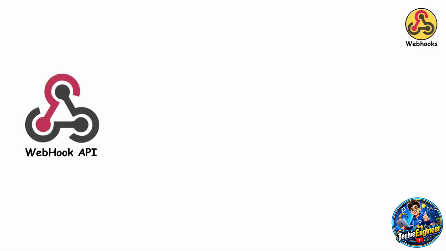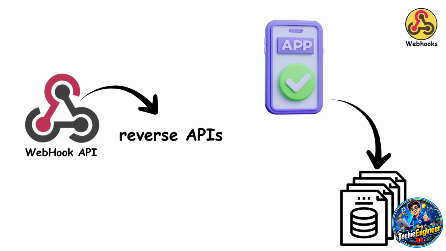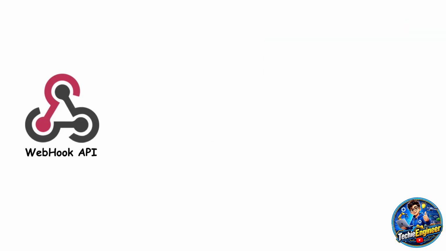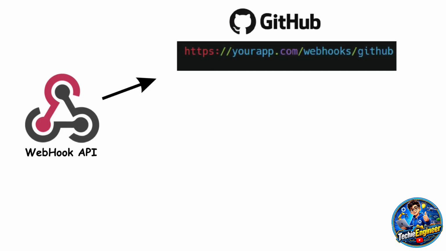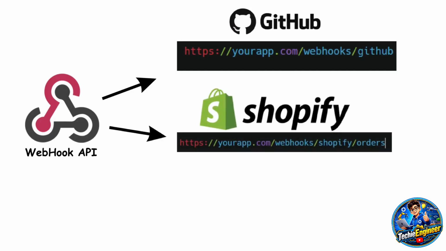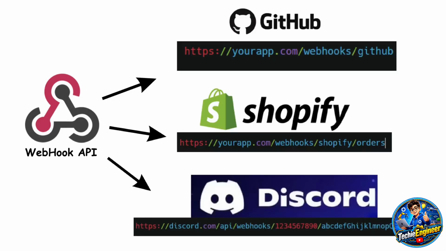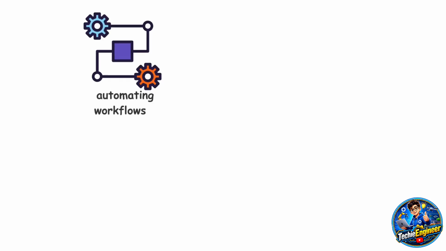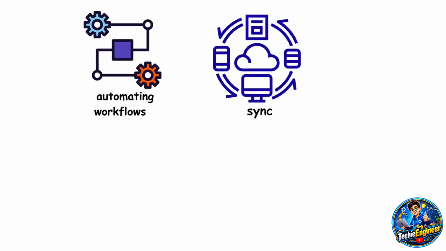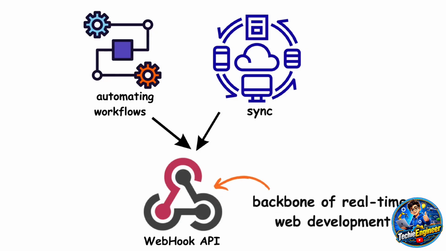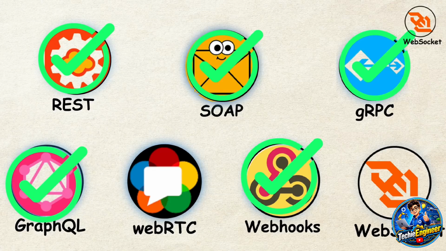That's why webhooks are often called reverse APIs. Instead of your app chasing the data, the data comes chasing your app. You'll find webhooks powering nearly every modern application. Like, GitHub fires webhooks when new code is pushed. Shopify triggers them when an order is placed. Slack and Discord bots rely on webhooks for commands and real-time reactions. From automating workflows to keeping systems instantly in sync, webhooks are the invisible backbone of real-time web development.